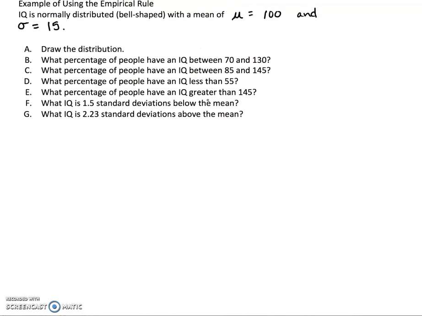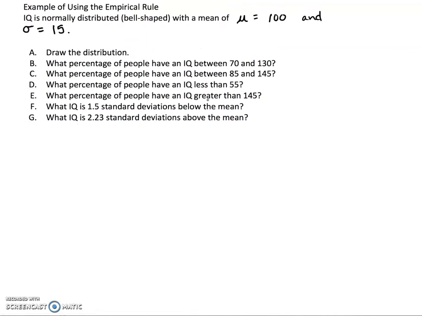So let's do a problem that uses the empirical rule. So this one says IQ is normally distributed, meaning it's symmetrical and bell-shaped, with a mean of 100 and a standard deviation of 15.